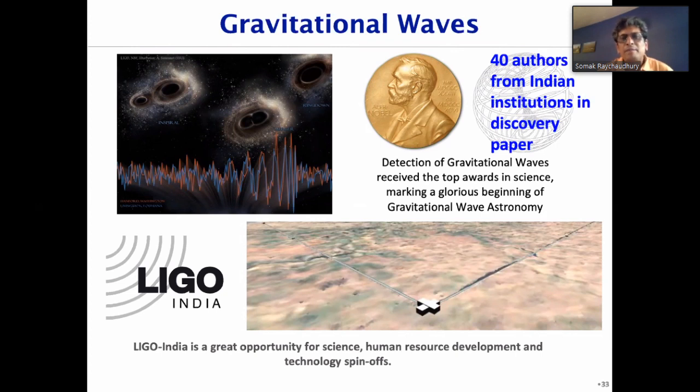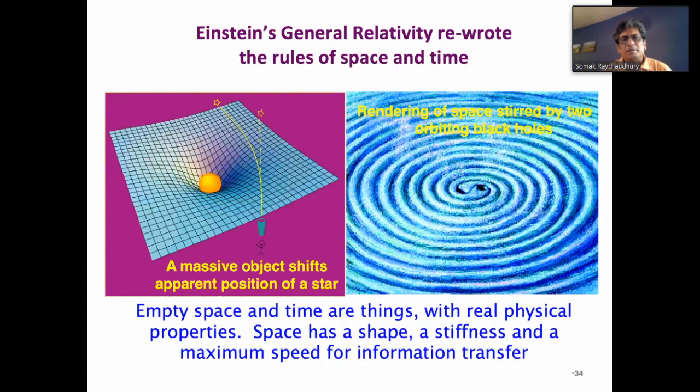And the discovery paper had 1,000 authors, of which up to 40 were from Indian institutions. We are very proud of being part of the discovery of gravitational waves from the very beginning. And this has now become a big subject of research in this country, and we're going to build another LIGO here. This, of course, got the Nobel Prize 2 years ago as well.